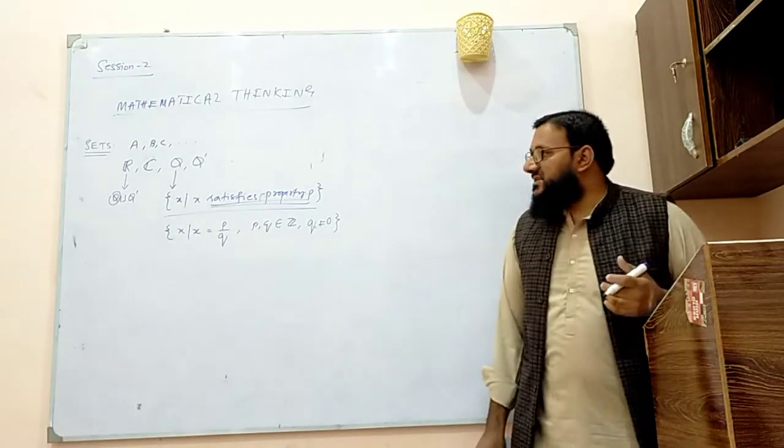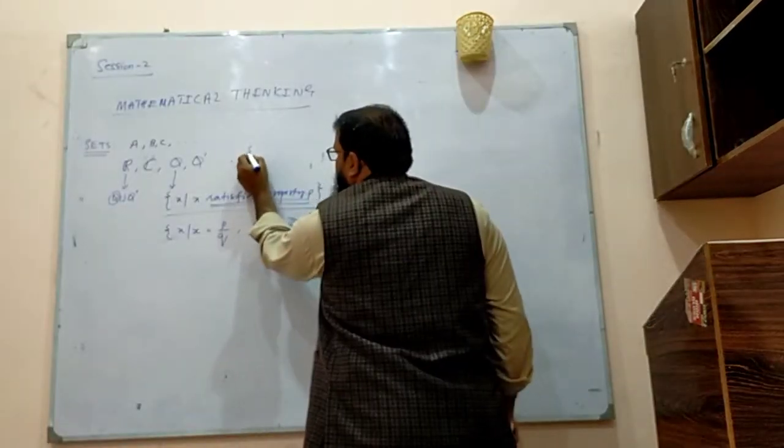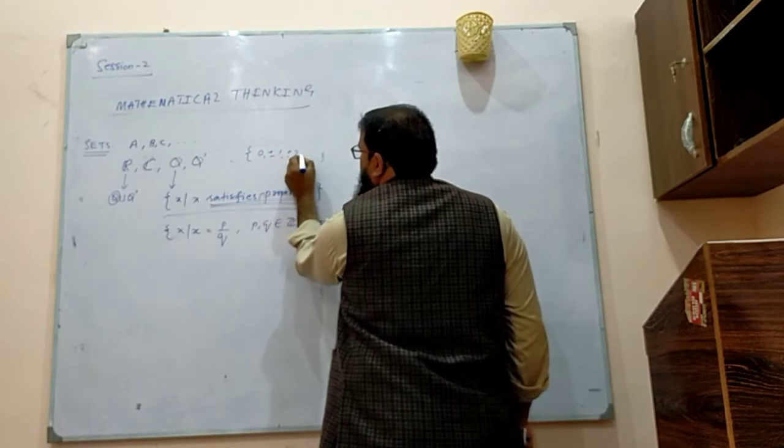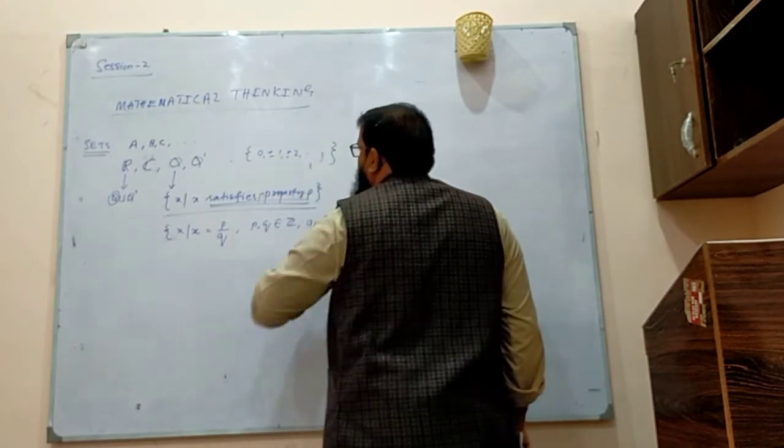The set of integers, you know very well, can be written in this way: 0, plus minus 1, plus minus 2, and we know the pattern of what happens.